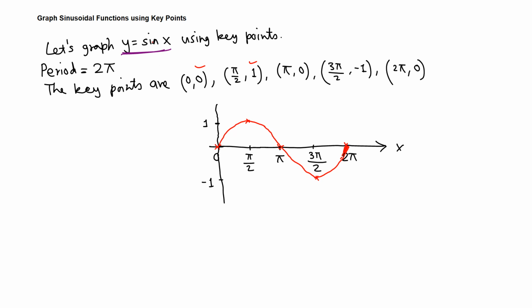If we have y equals sin 4x, we can still do the same thing. First we need to find the period, then find the key points. That means you divide the period into 4 equal parts and find 5 key points. Okay, in the same way we can do for y equals cosine x.